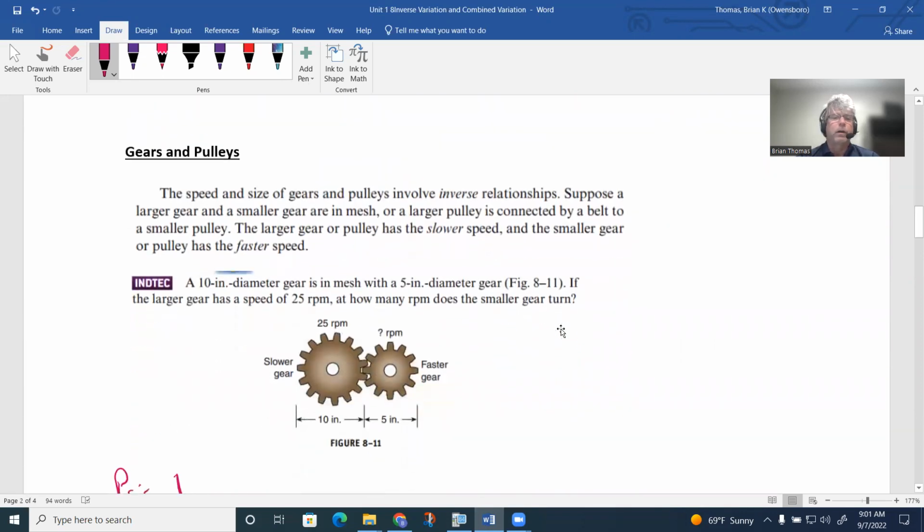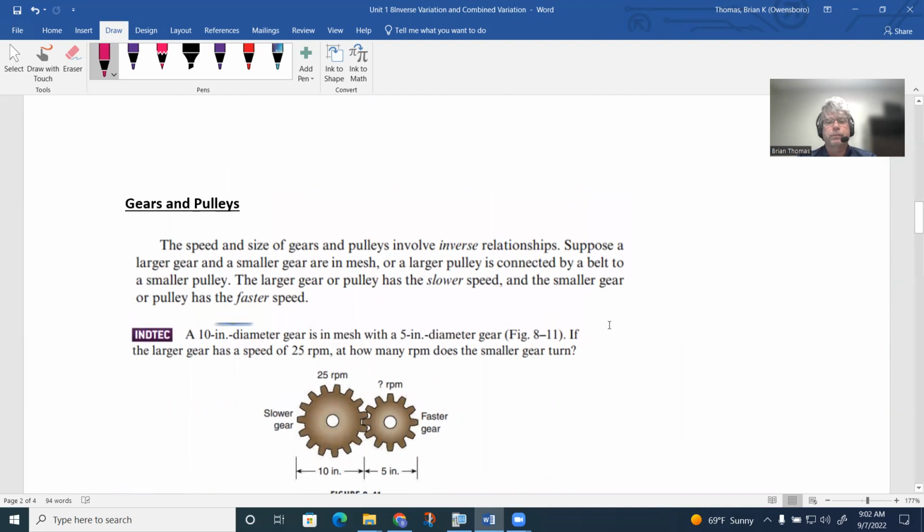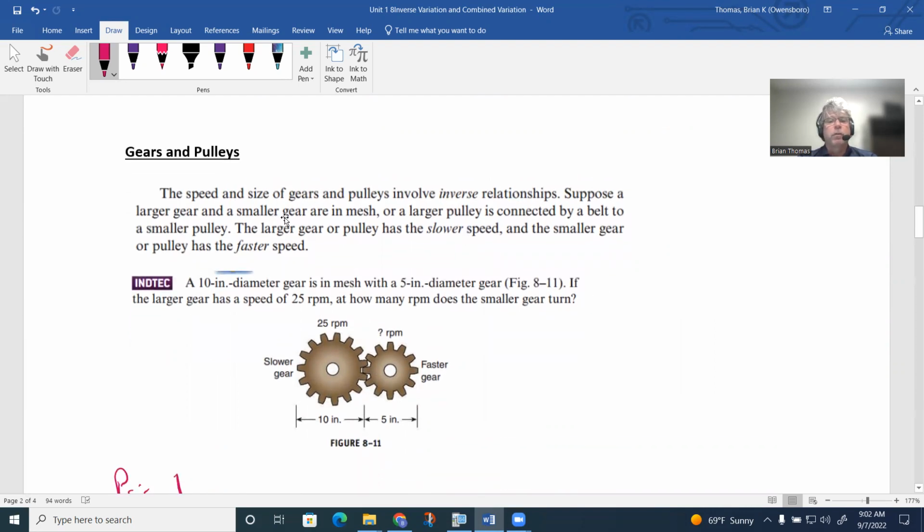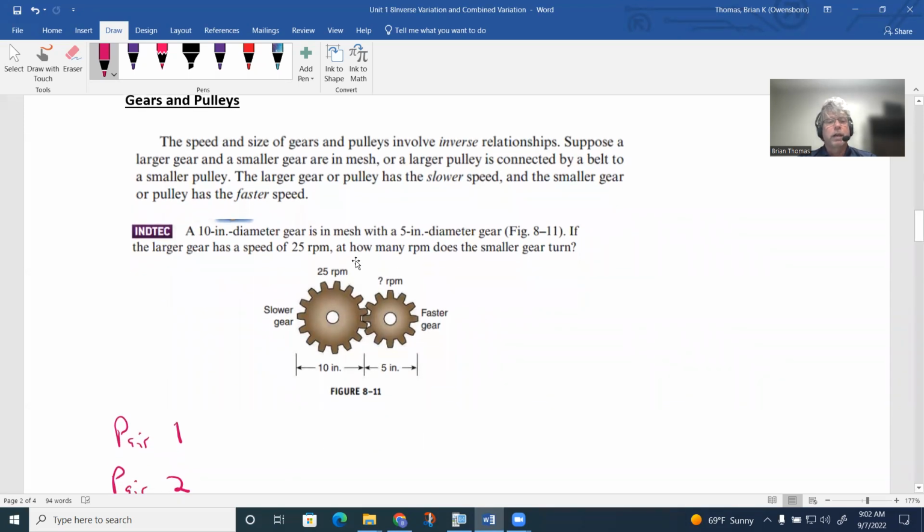So with gears and pulleys, a lot of times what we pick up on is they have an inverse relationship. The speed and size of gears and pulleys have what we call an inverse relationship. Suppose a large gear and a smaller gear are in a mesh, or a larger pulley is connected by a belt to a smaller pulley. The larger gear or pulley is going to be at a slower speed. The smaller gear or pulley is going to be going at a faster speed. That makes sense. We see that the bigger the diameter, the slower it goes around. The smaller the diameter, the faster it goes around. So there's an inverse relationship there.